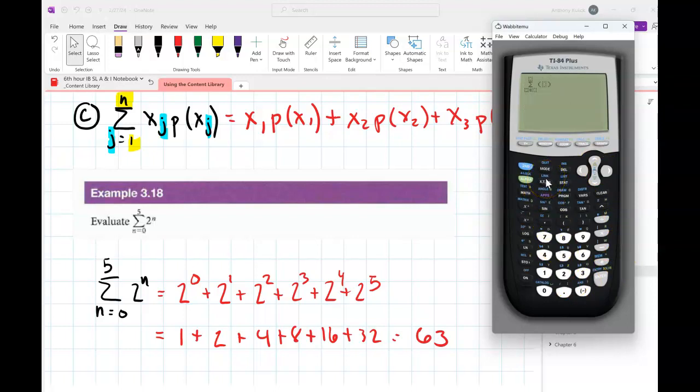So I'm just going to type this problem in the way it looks. Instead of using n's, I'm going to just use the x. So I'll do x equals 0 to 5, 2 to the x, enter, 63. Should you ever do this by hand? No, use your calculator to do it. Isn't this lovely? Your calculator is such a nice friend.